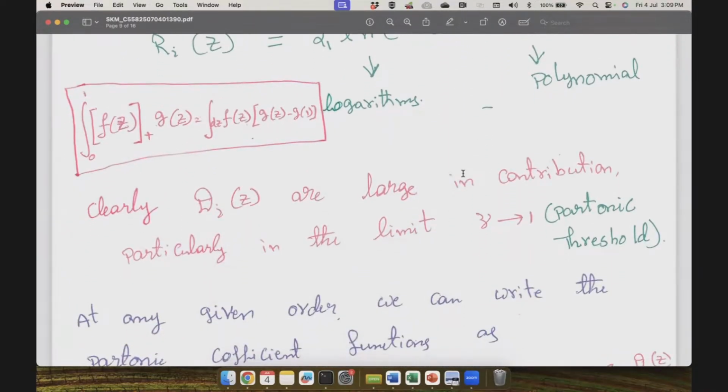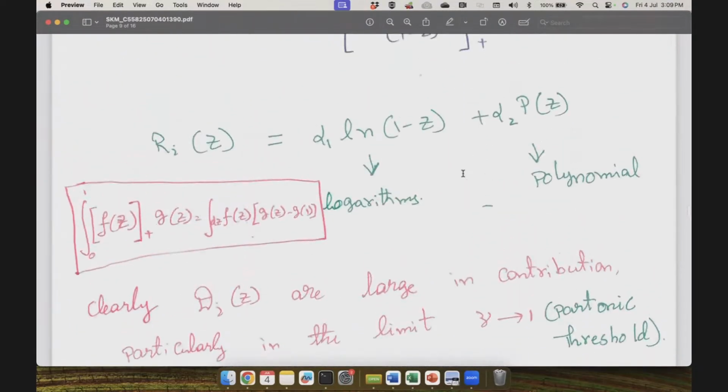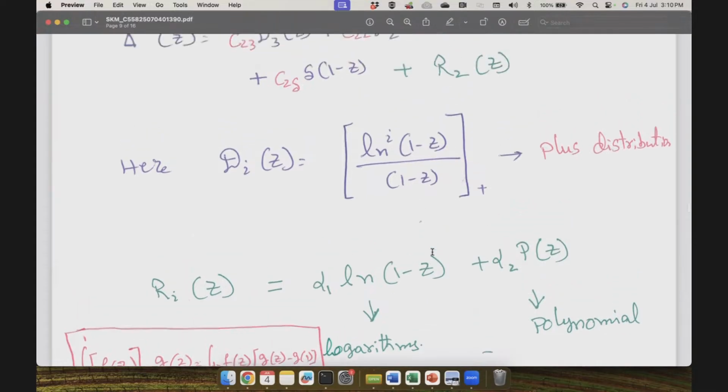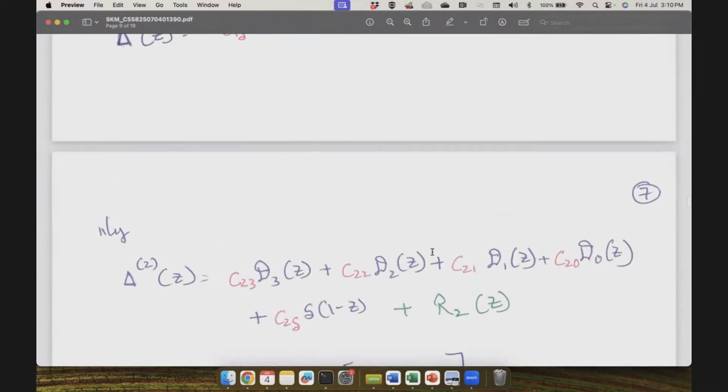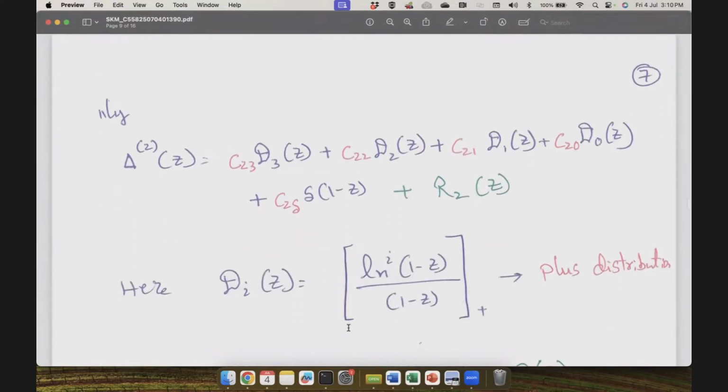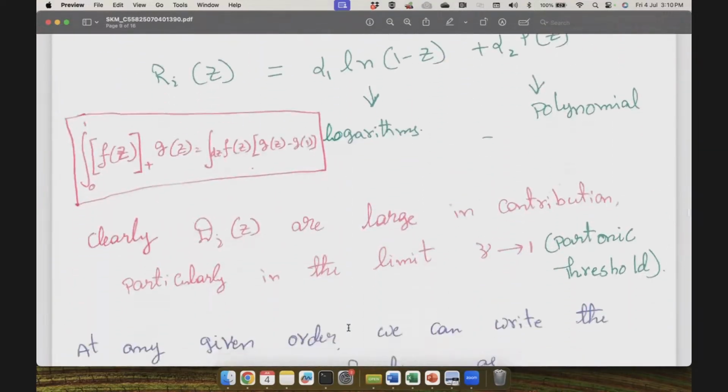But we have a different understanding now. Things are evolving with time. People are also saying yes, this kind of logarithms are also important. What we call beyond threshold logarithms. So all these things, if you see, the curly D type of contributions as well as delta type of contributions, in the z goes to 1 limit, they are significant. So the z goes to 1 limit in that sense is very important. So I come back to this thing.